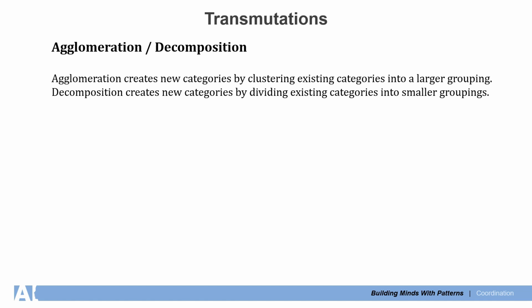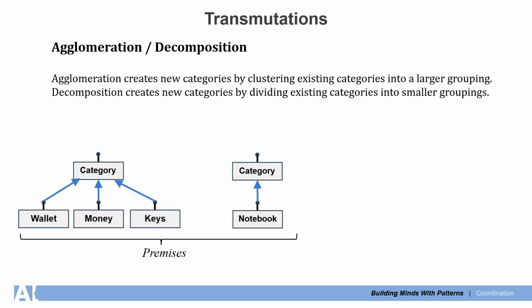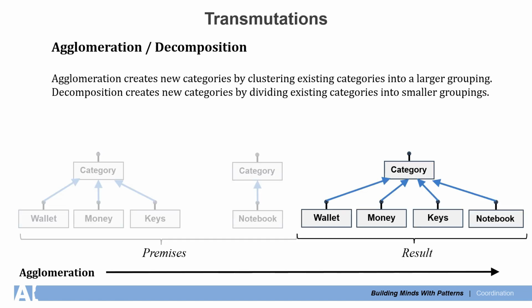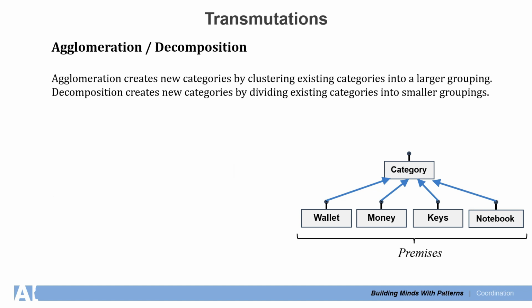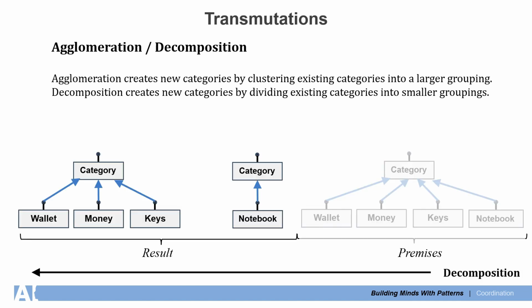Agglomeration and decomposition. Agglomeration creates new categories by clustering existing categories into a larger grouping. Decomposition creates new categories by dividing existing categories into smaller groupings. We have a category of wallet, money, and keys, and another category of notebook. We can have a resulting category of wallet, money, keys, and notebook. That is agglomeration. On the other hand, if we have a category of wallet, money, keys, and notebook, via decomposition, we can get two categories, one category of notebook and another category of wallet, money, and keys.